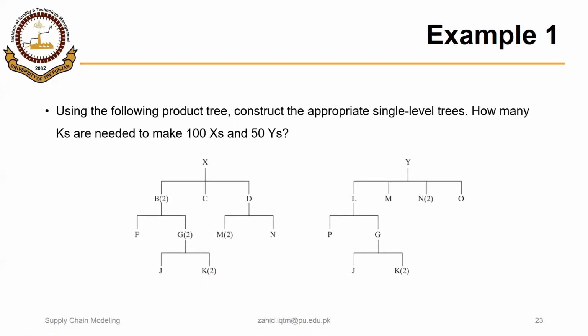So let's solve a very simple example. Here we have the product tree for product X and product Y. How many Ks are needed to make 100 X's and 50 Ys? You have to do two things. First, you have to construct the appropriate single level bills and calculate how many Ks are required to make 100 X's and 50 Ys.